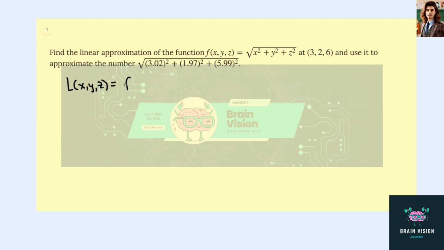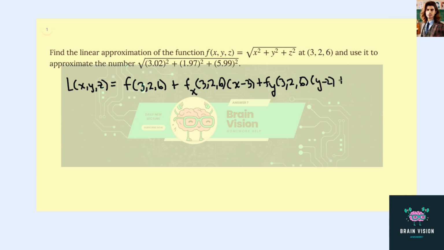Let's start by finding the linear approximation of f. So we start off by just plugging in the point, 3, 2, 6. And then we'll take partial derivatives and also multiply them. In this case, we'll have x minus 3. This time, y minus 2. And for the last term, z minus 6.